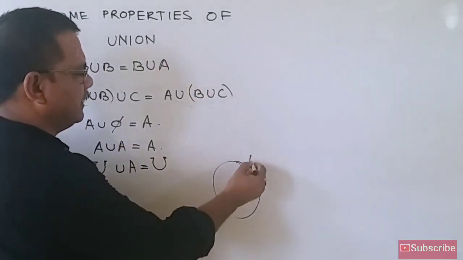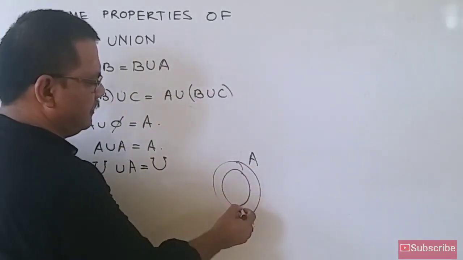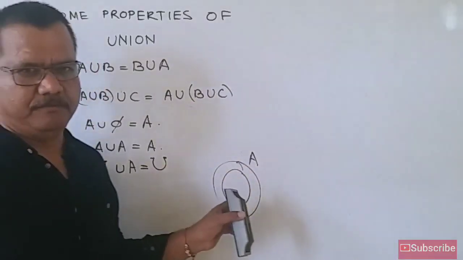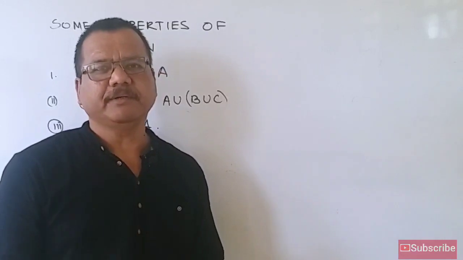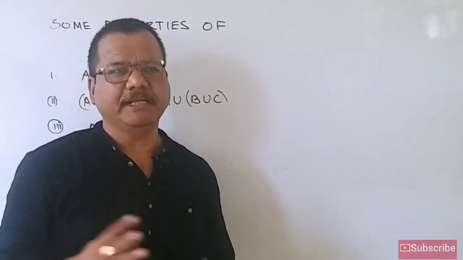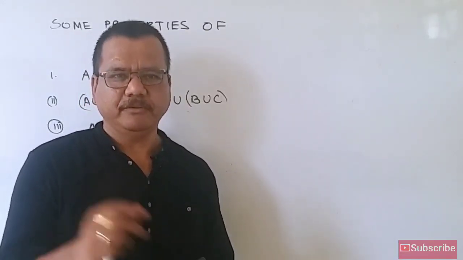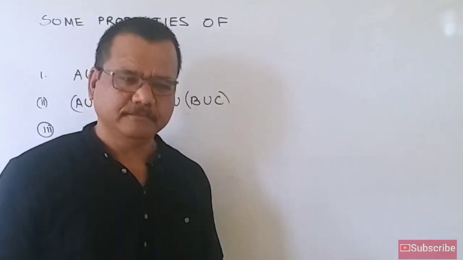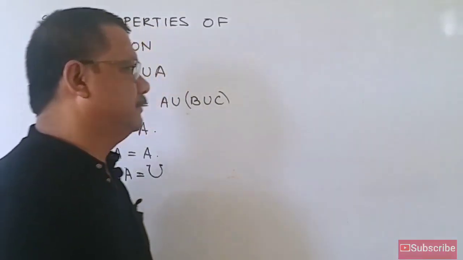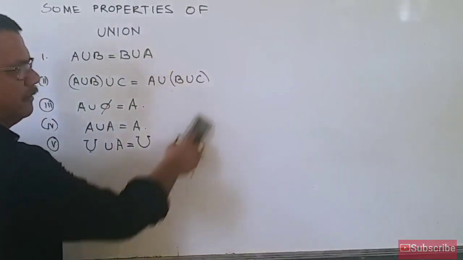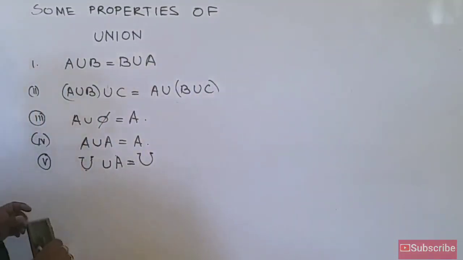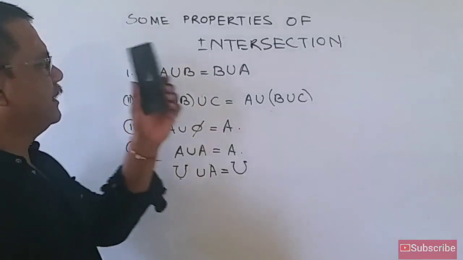Suppose this is a big set A, the other set is B, then the union of these two always gives the result A. In reality, you can think of India and Assam. The union of India and Assam is always India. So this is what you have to remember for working out our practical problems. Okay. Now next, some properties of intersection.